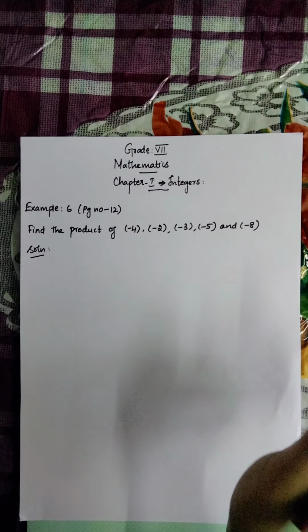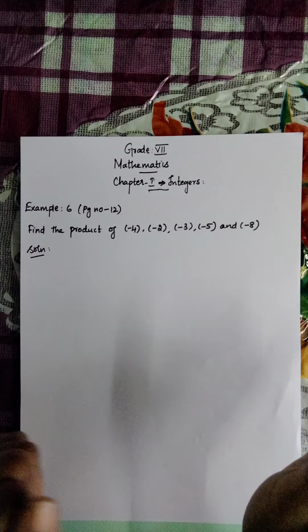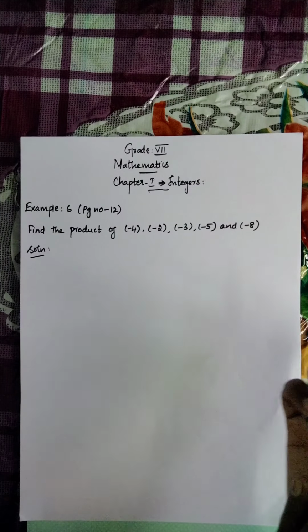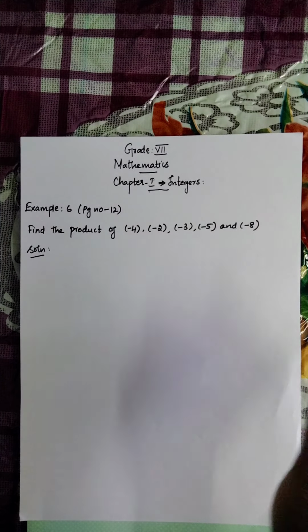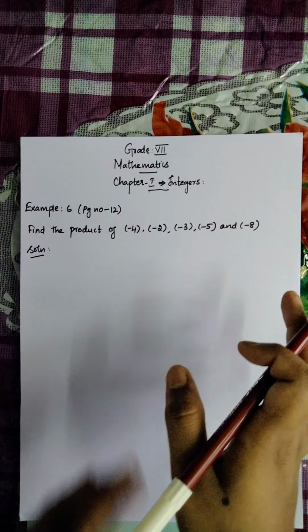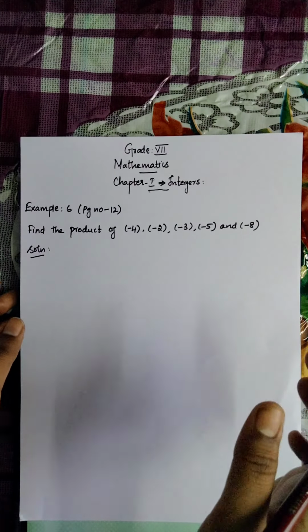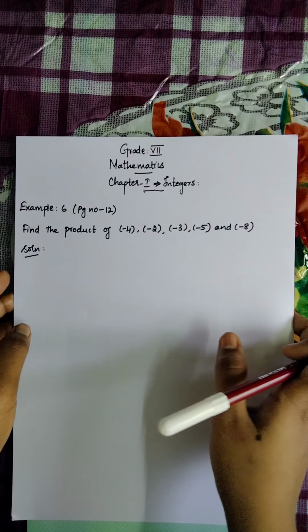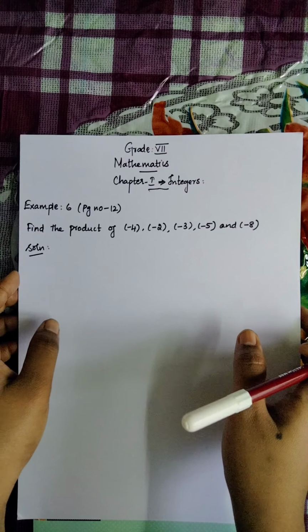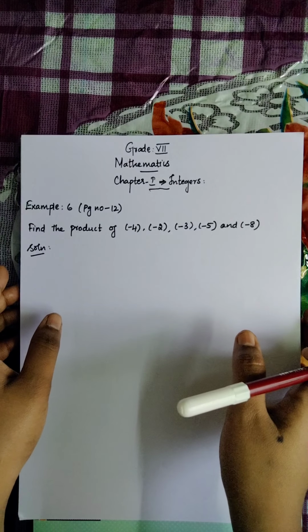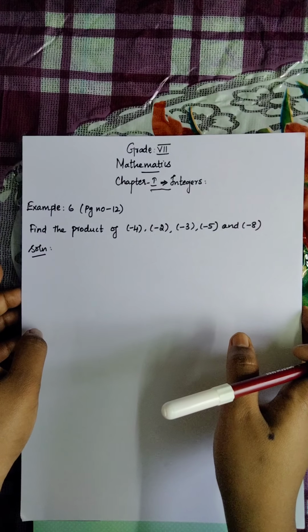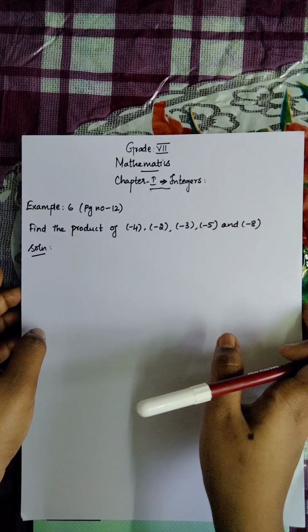Under that we have seen two examples. Now example 6. If you have the book, take page number 12. Write the question. Example 6. Find the product of -4, -2, -3, -5 and -8.